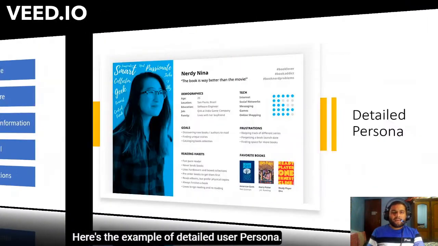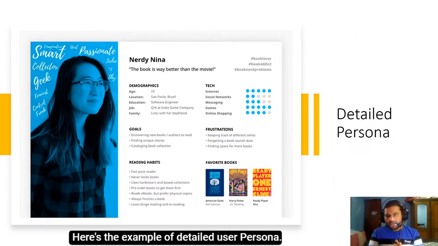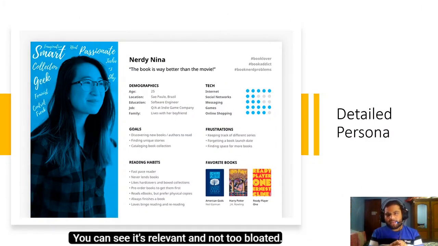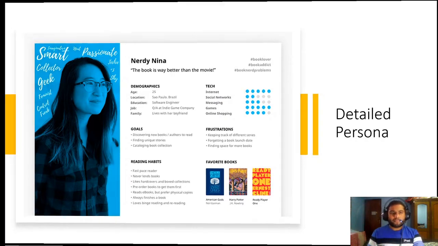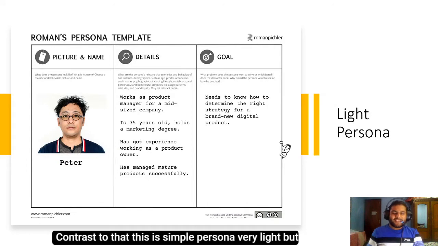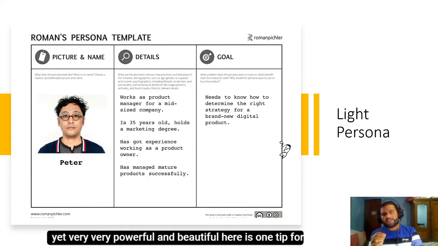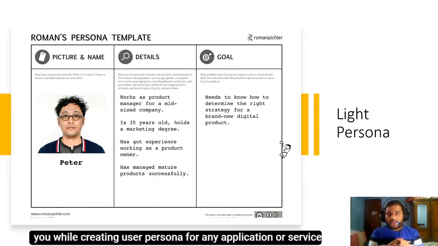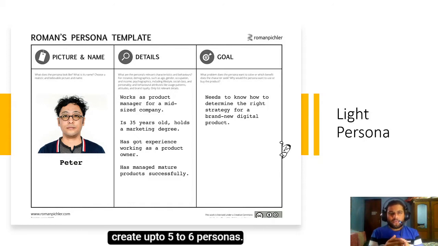Here's an example of a detailed user persona. You can see it's relevant and not too bloated. In contrast to that, this is a simple persona. It is very light but yet very powerful and beautiful. Here is one tip for you. While creating user personas for any application or service, create up to 5 to 6 personas. They are enough.